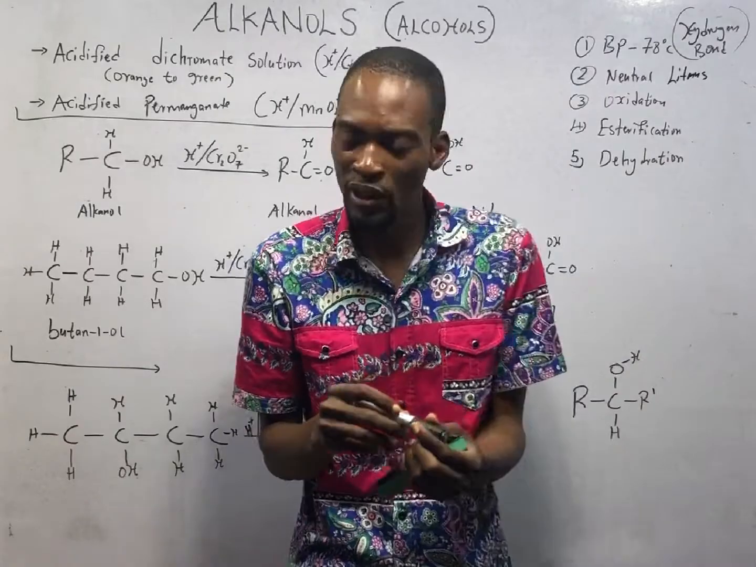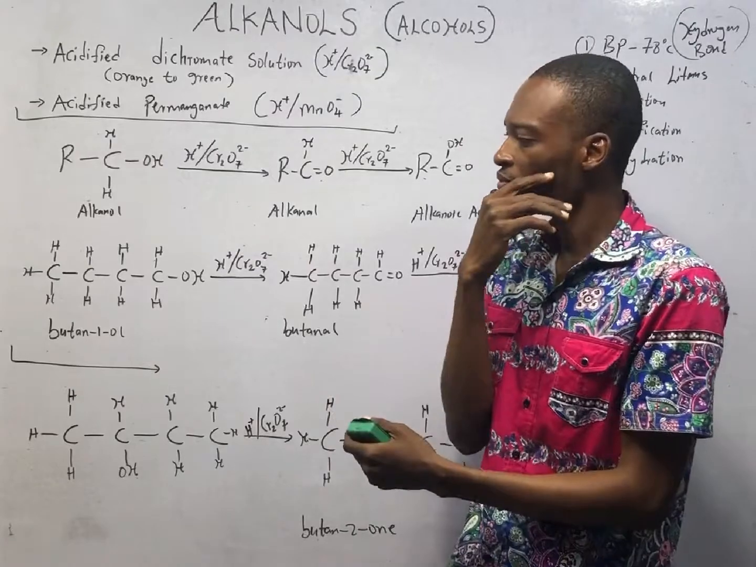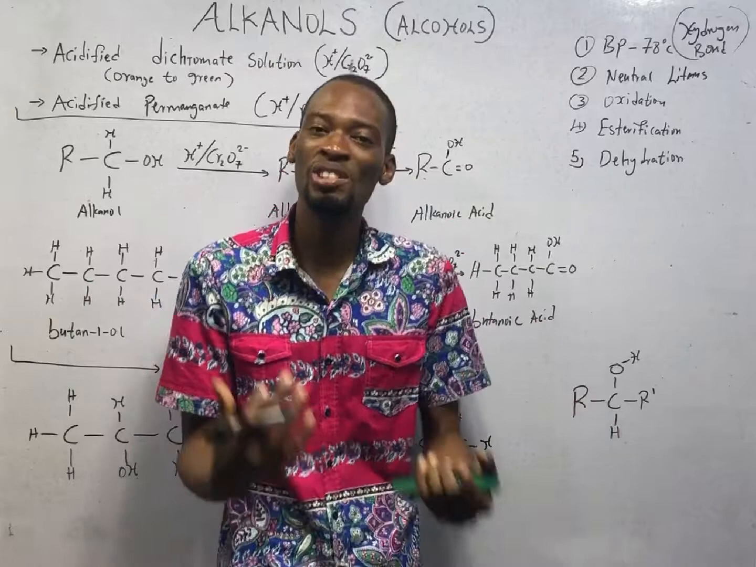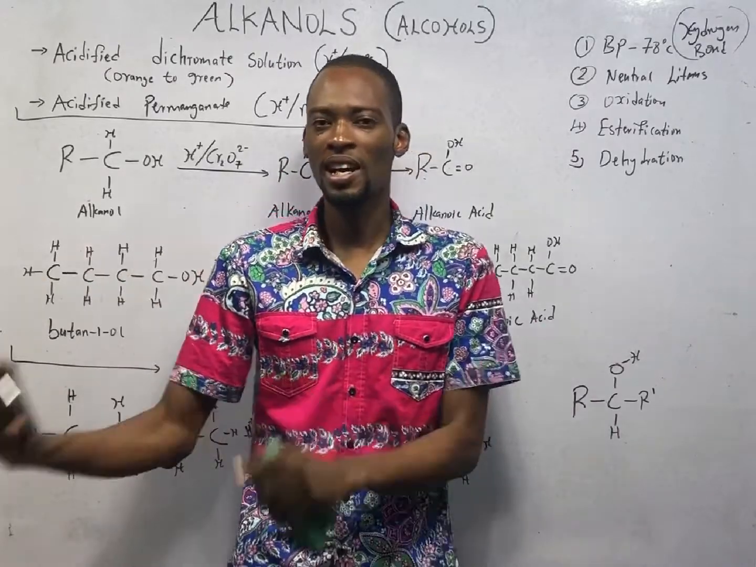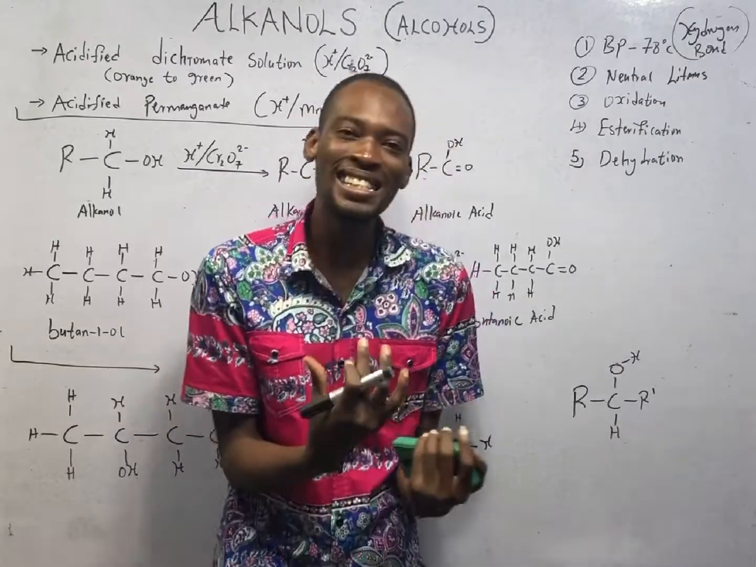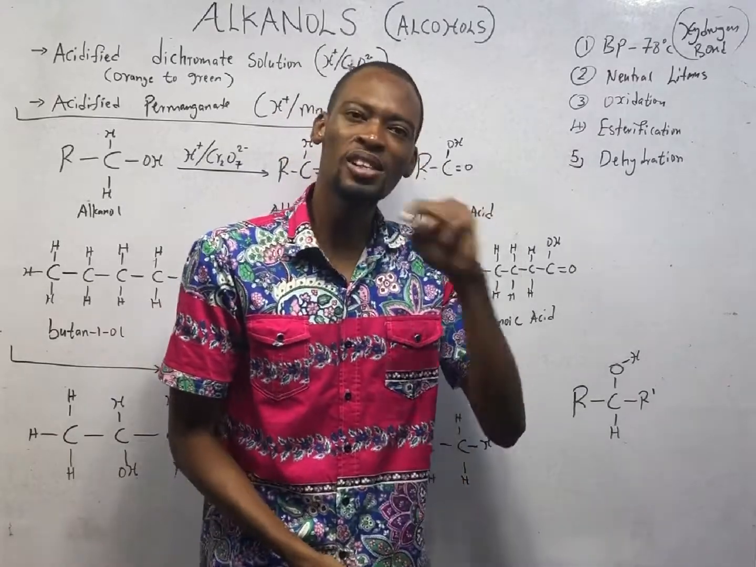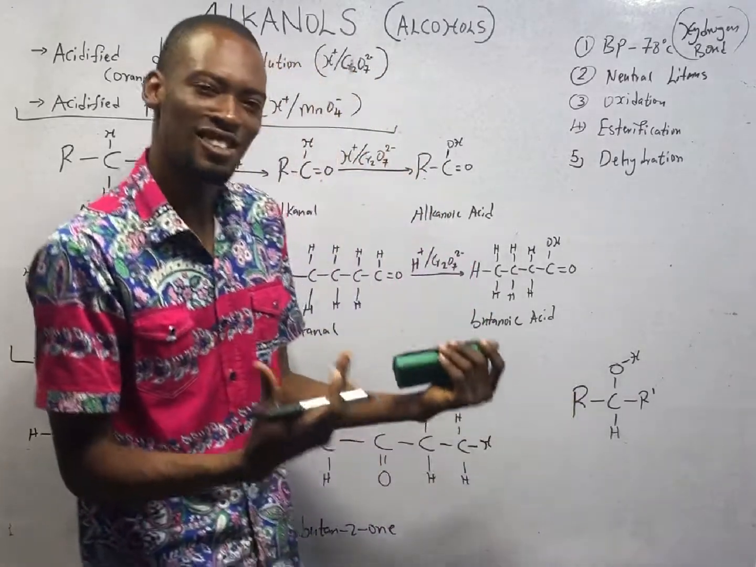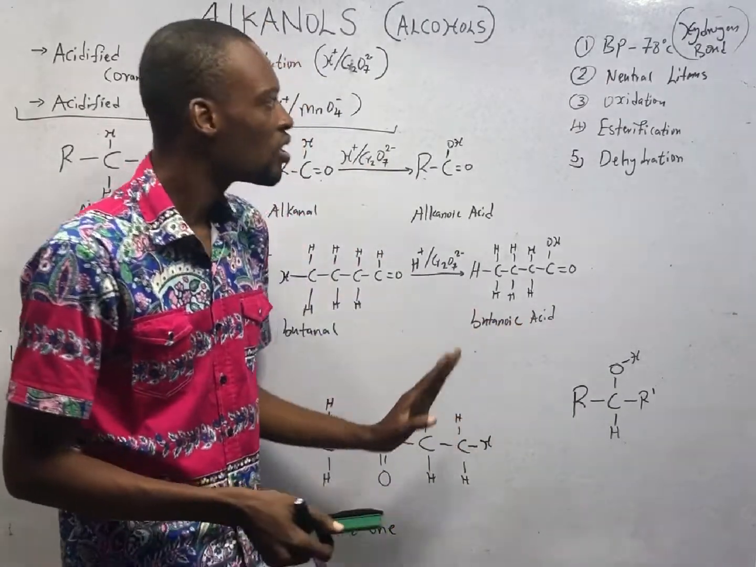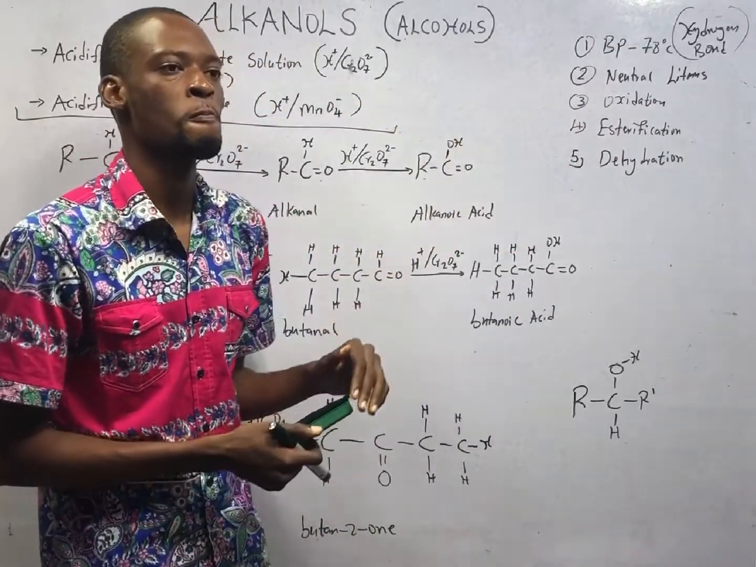Litmus is used to test whether a substance is acidic, basic, or neutral. An acid is a substance which, when dissolved in water, produces hydrogen ion as the only positive ion. That is according to Arrhenius. Then Bronsted and Lowry stated that acids are proton donors while bases are proton acceptors. According to Arrhenius as well, bases are substances which, when dissolved in water, produce hydroxyl ion. So alkanols are neither acidic nor basic to litmus.